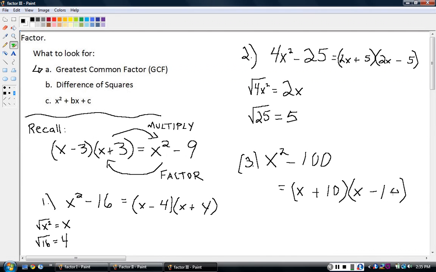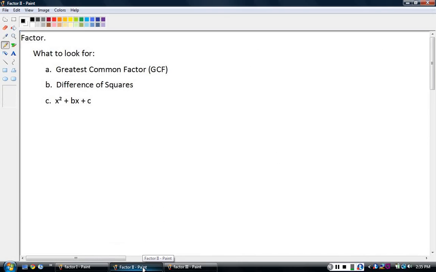And we're done. Notice in this example, the last two examples I did the plus first. In the first two examples I did the minus first. It doesn't matter. X plus 10 times x minus 10 would be the same thing as x minus 10 times x plus 10. Okay? Let's do one more example. Call this example number 4.